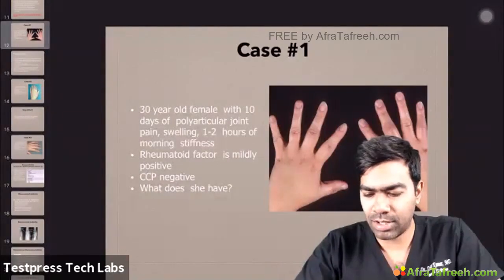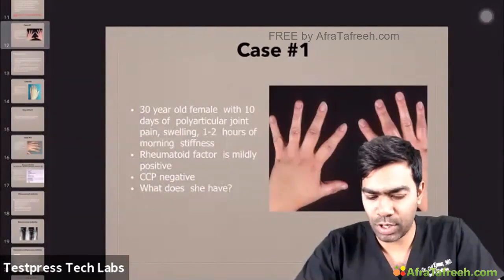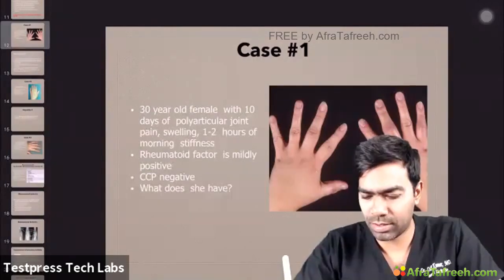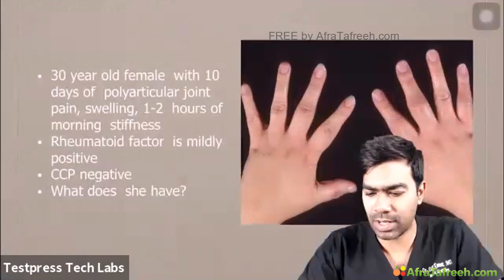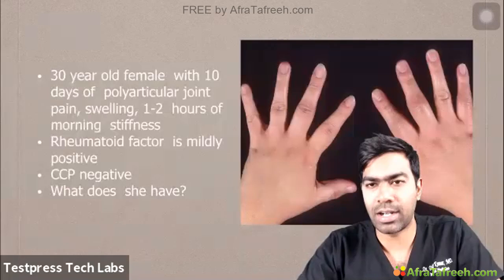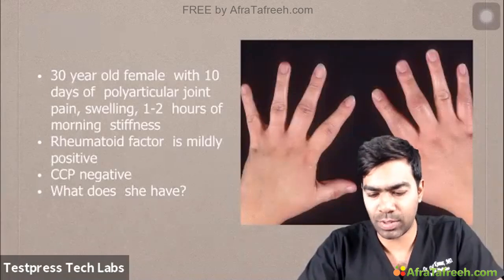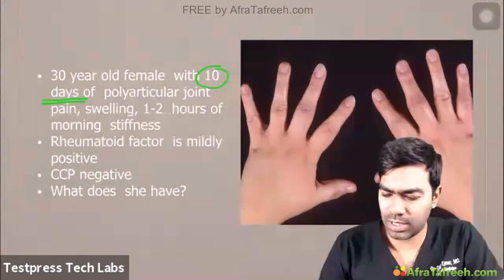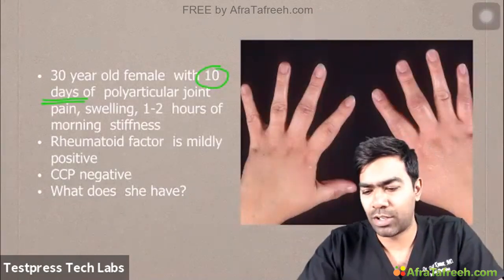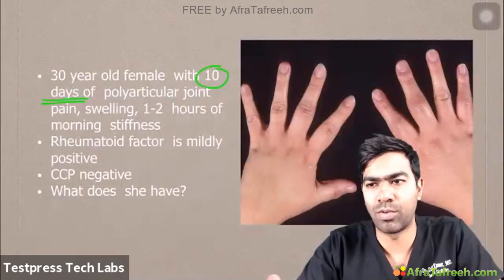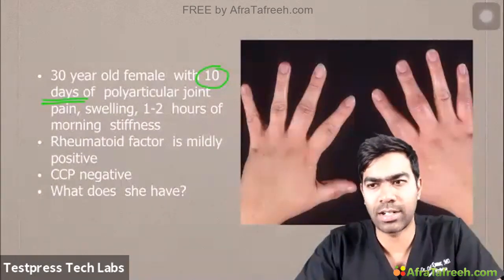So this is a case history: a 30-year-old female with 10 days of polyarticular pain and swelling, with morning stiffness of 1 to 2 hours. Rheumatoid factor is mildly positive, CCP is negative. This is one case where most practitioners will start treating it as rheumatoid arthritis, but I don't think it's rheumatoid arthritis, because it's only been 10 days, number one. To satisfy the criteria for rheumatoid arthritis, the pain should be there for at least 4 to 6 weeks or more, according to the majority of guidelines. And so many criteria are there.